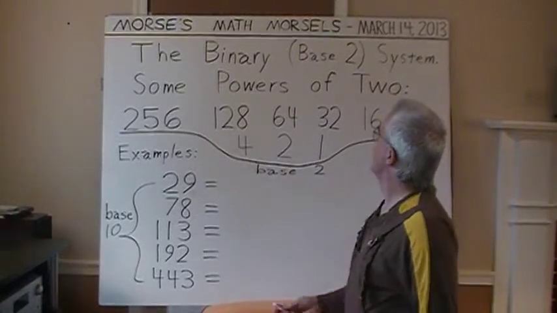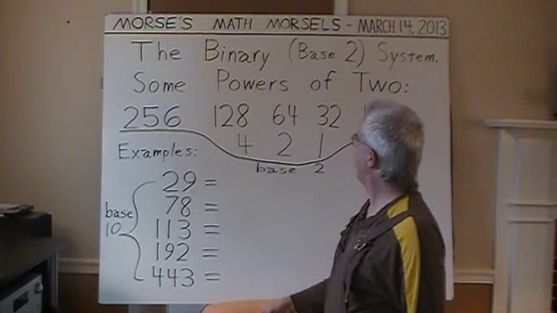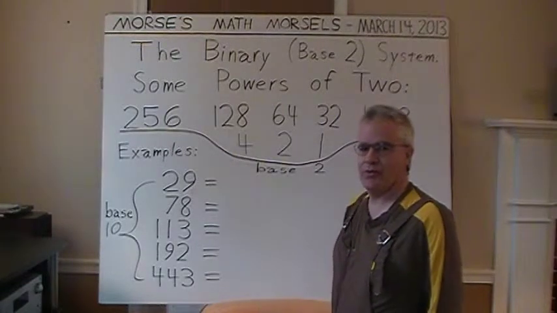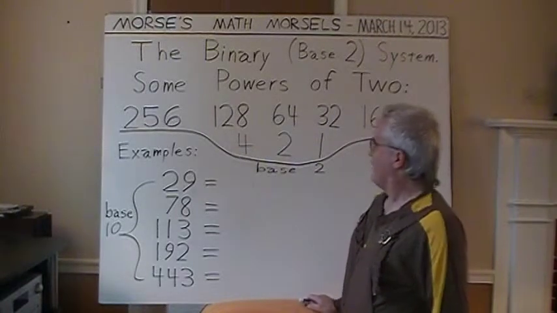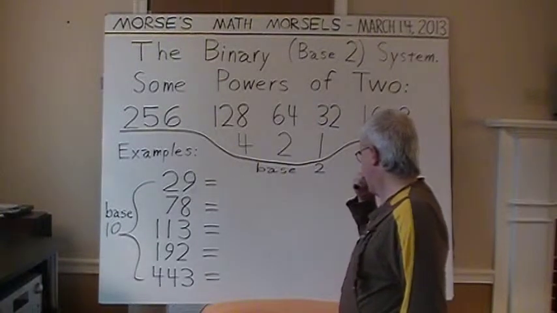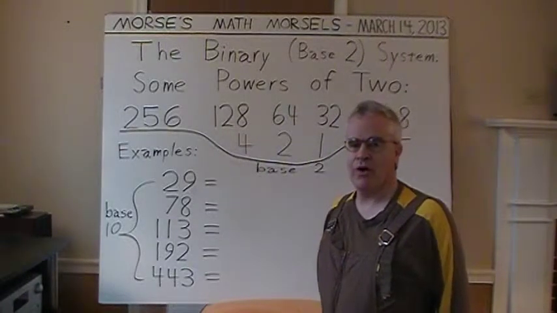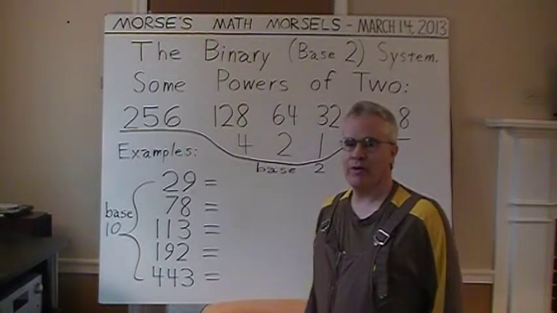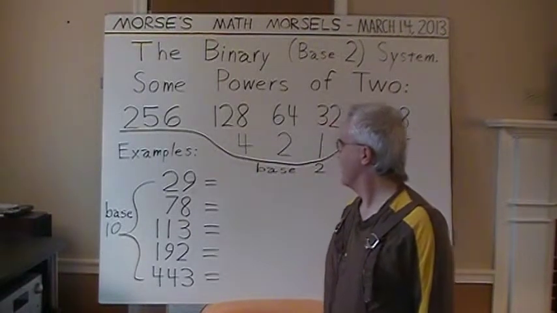Here we have the binary base 2 system, accompanied by some powers of 2. Binary means pertaining to 2, or the number 2, things that happen in 2's. And our usual base 10 system, the numbers we're all familiar with, are based on powers of 10. For example, the number 284 is really 2 100s plus 8 10s plus 4 singles. Or the number 16 is equal to 1 10 plus 6 ones.